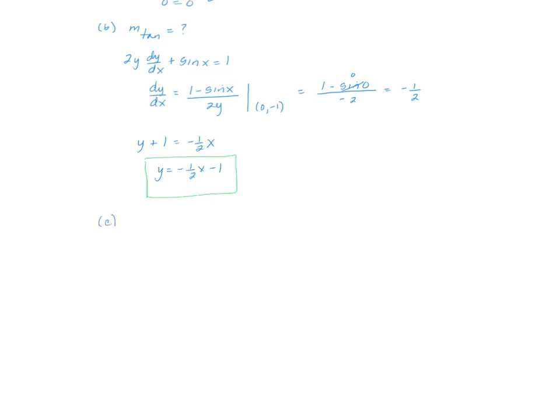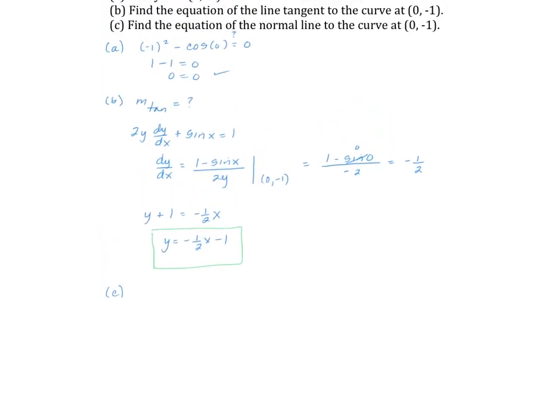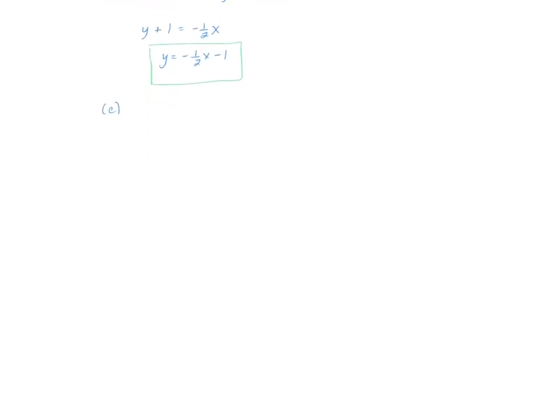Now when we look at part C, we're supposed to find the equation of the normal line to the curve. Remember, the normal line is perpendicular to the tangent line, which means the slope of the normal line is going to be the negative reciprocal of the slope of the tangent line. So the slope of the normal line is positive 2, and the equation of the normal line at the point 0, negative 1 would be y plus 1 equal to 2x, or y equal to 2x minus 1.